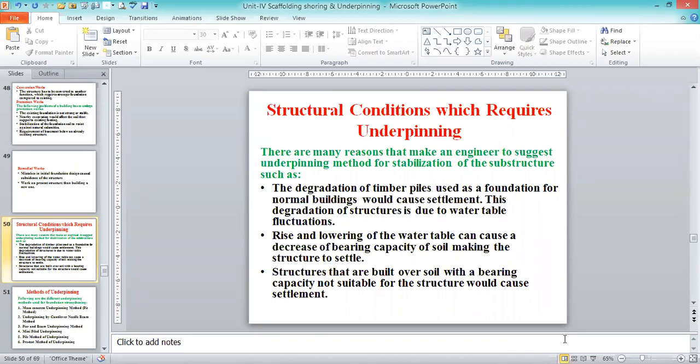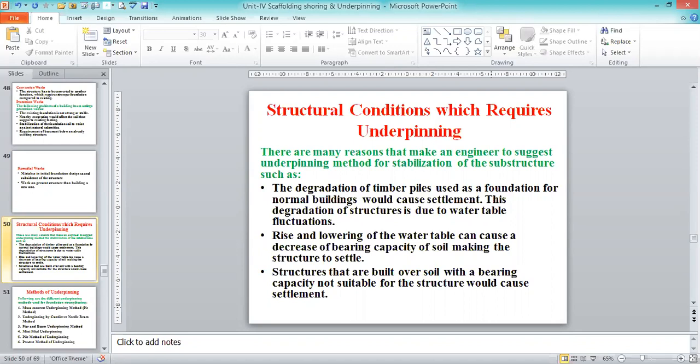Structures that are built over a soil with a bearing capacity not suitable for the structure would cause settlement. Proper bearing capacity of the soil has to be estimated before we go for any type of construction, because for a residential building, how many stories are there, what bearing capacity of the soil is needed? If multi-story apartments, what bearing capacity will be needed? If a commercial building, what bearing capacity? If an industrial building, what bearing capacity? So in the beginning, we have to estimate the bearing capacity of the soil, and based on the requirement, we can go further with the construction of the number of stories or a simple residential building or the type of building.